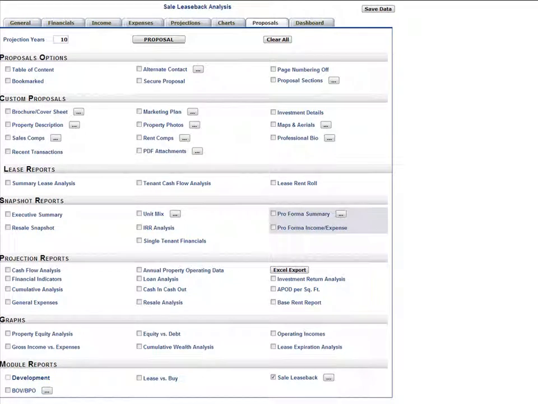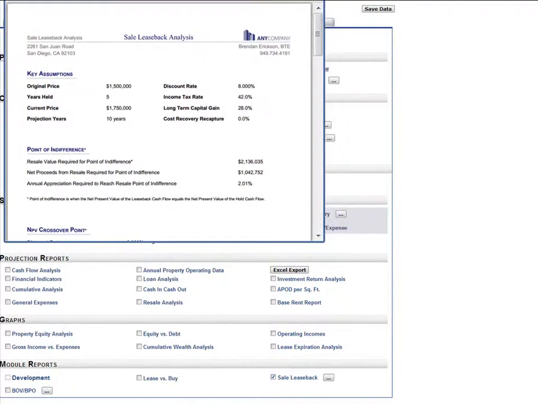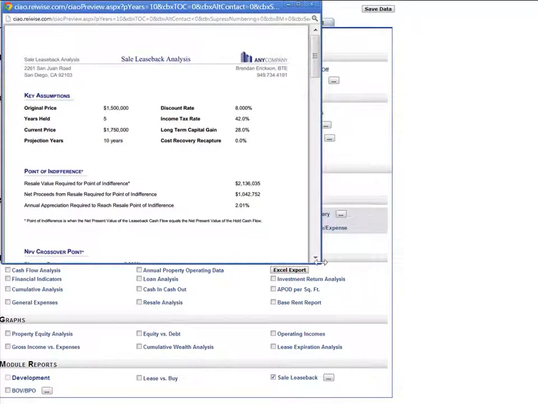The REIY's financial analysis platform allows for a sale-leaseback analysis. The sale-leaseback analysis is found on the Proposal tab, under Module Reports, and Sale-Leaseback. Let's first review a completed sale-leaseback and then view how to input the data.